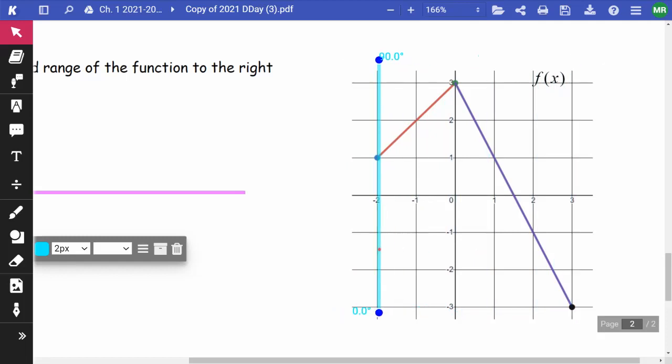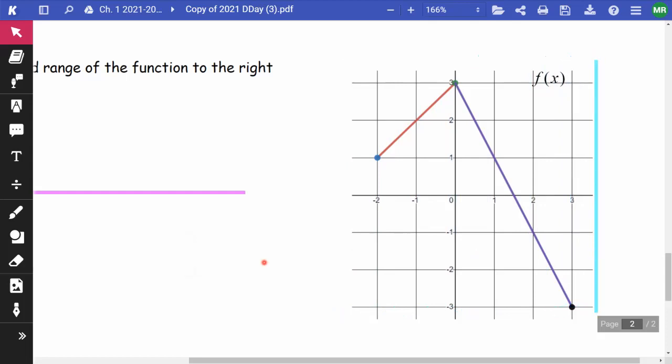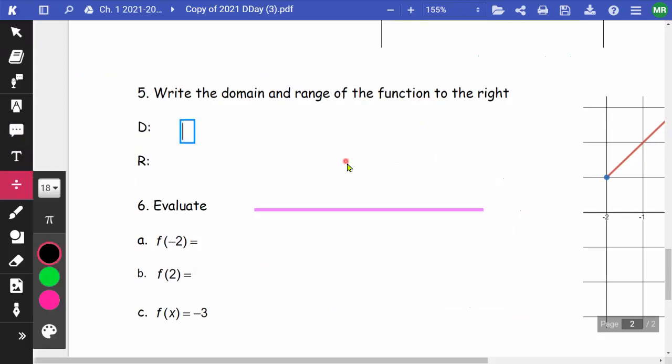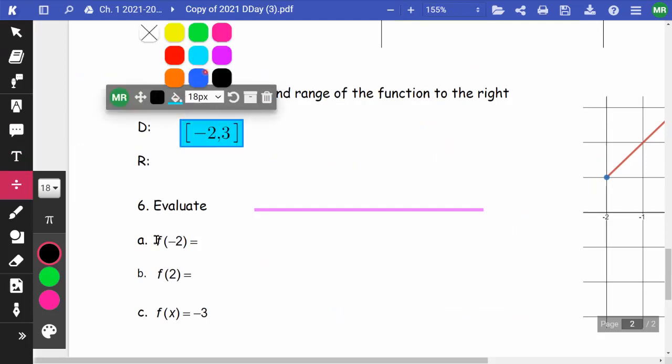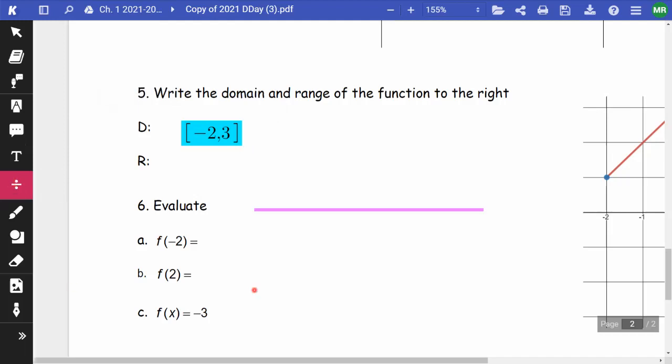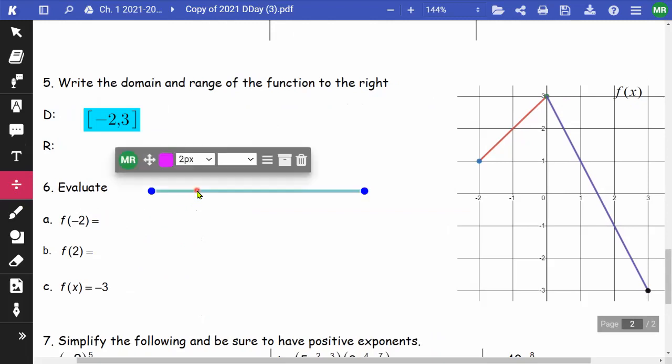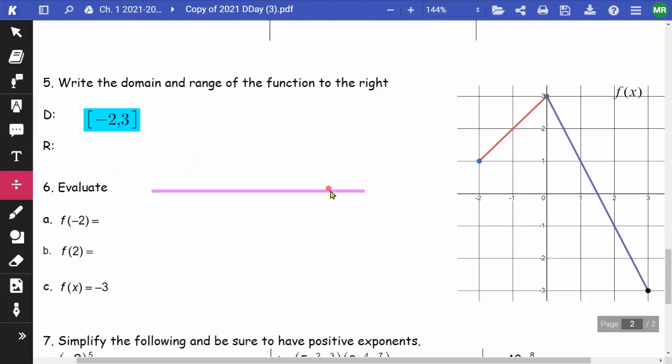So I'm going to go from -2 to 3. The way I'm going to write that is a square bracket, -2 to 3, close my square bracket. And there we go. That is my domain. Now my range are my y's, and so I am going to be looking up and down.